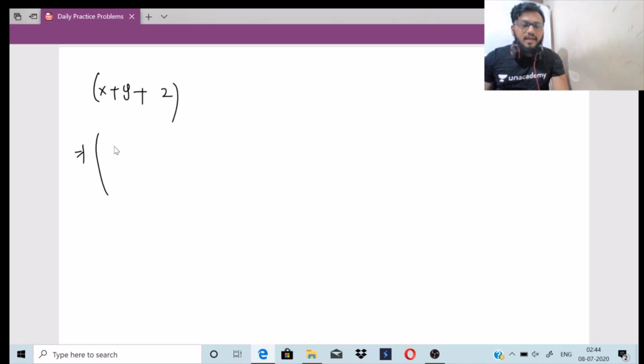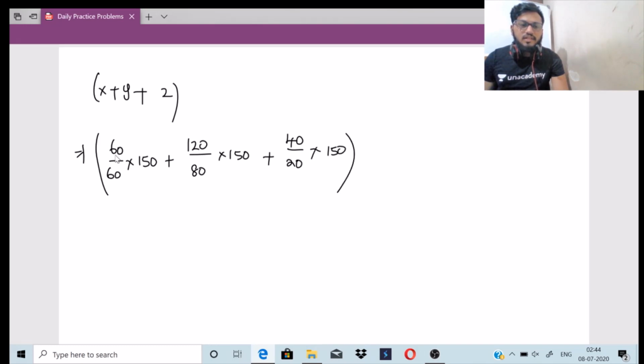What is X? X is basically 60 liters of water divided by 60, into 150 minutes, plus Y, which is 120 liters of water by 80 minutes, into 150. So 150 is the total time. And Z is 40 liters of water in 20 minutes, into 150. You can see here the numerator is nothing but the liters of water, the capacity of the whole tap, and the denominator is the minutes taken by the whole tap. 150 is the total time taken.